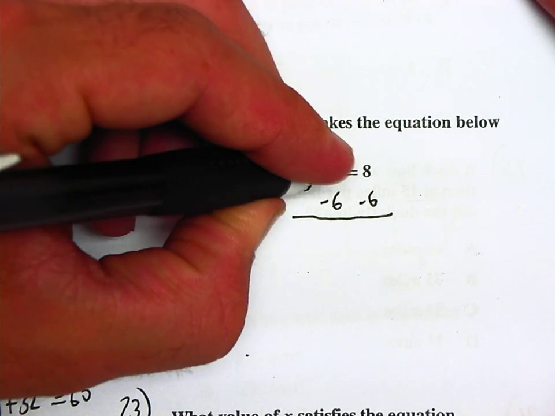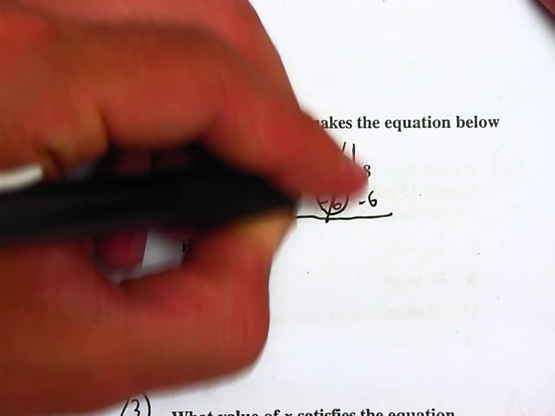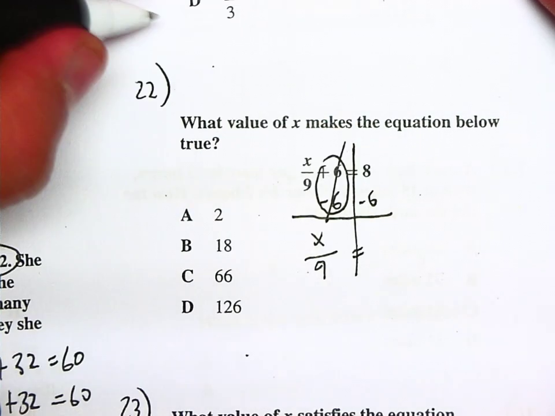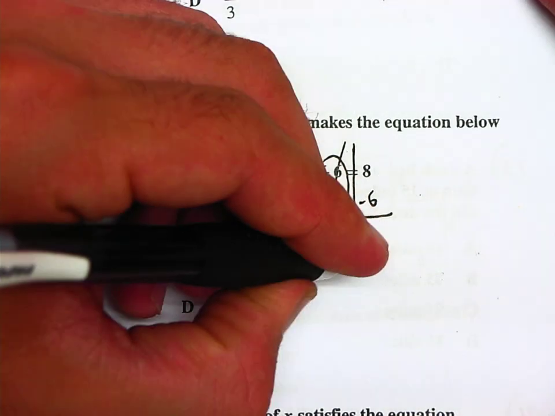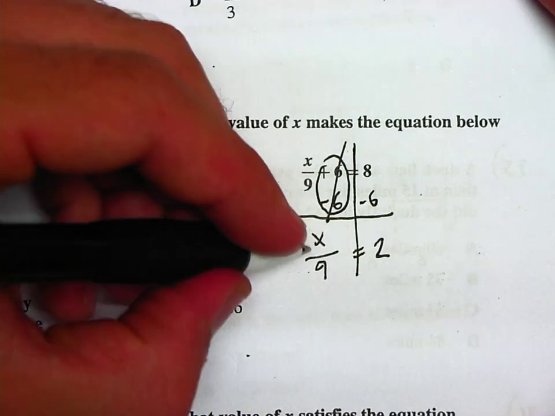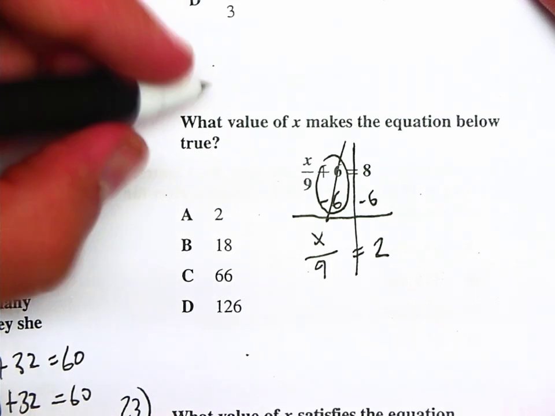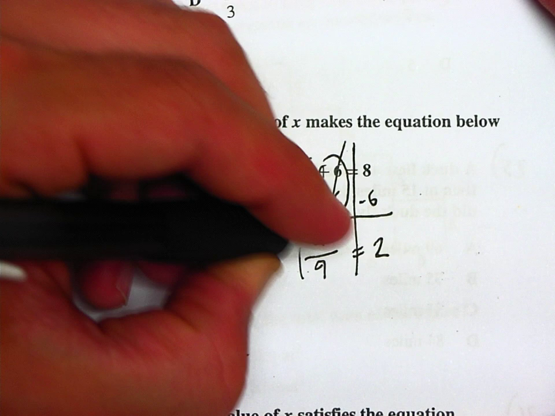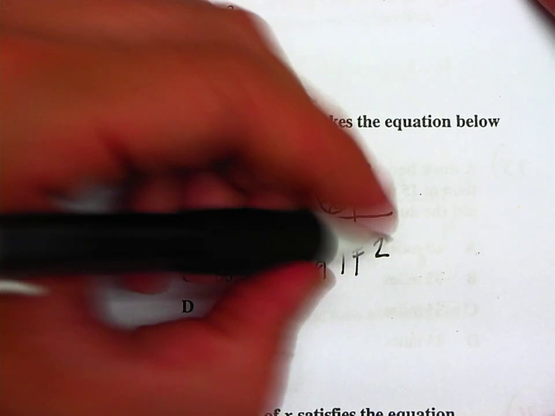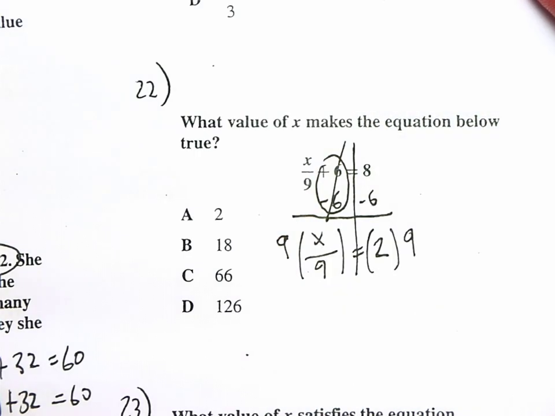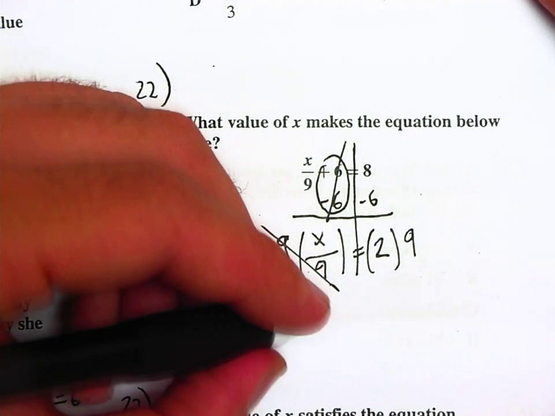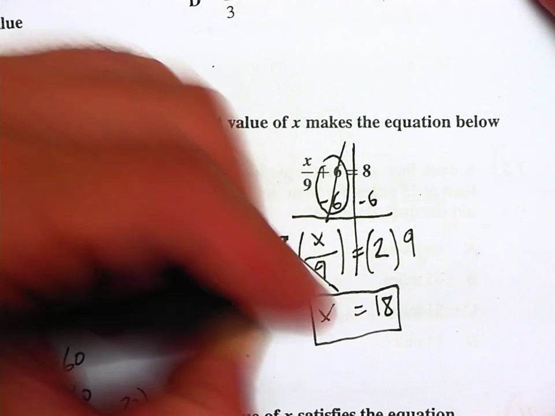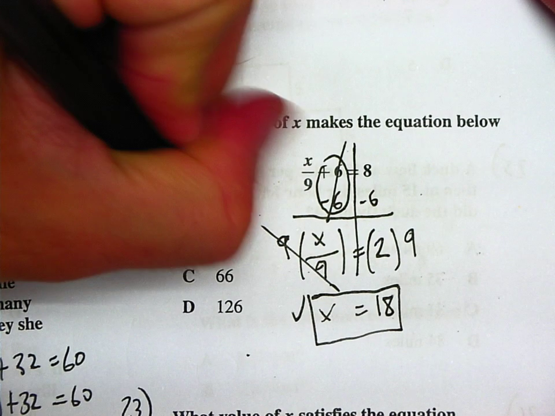6 plus -6 cancels and equals 0. So I really have x divided by 9 is equal to 8 plus -6, which is 2. And then I have x divided by 9 equals 2. I need to cancel the coefficient of 9, and since it's divided by 9, I'll use the inverse operation of multiplying by 9. My coefficients cancel, and x is equal to 18. And my answer is 18.